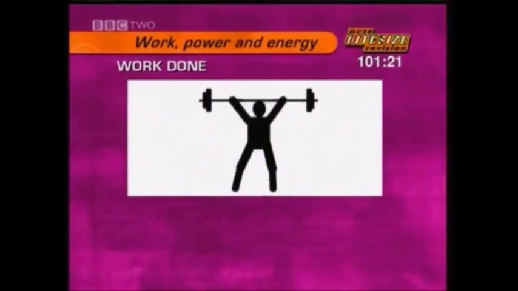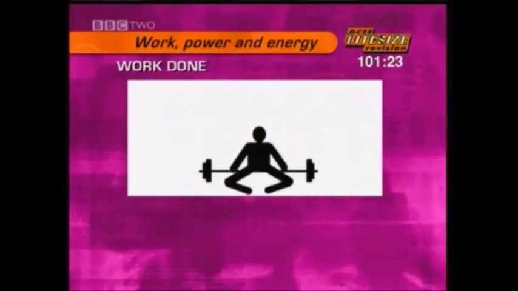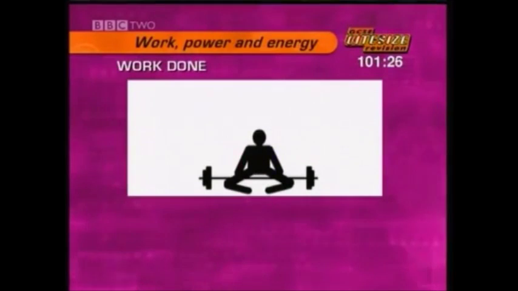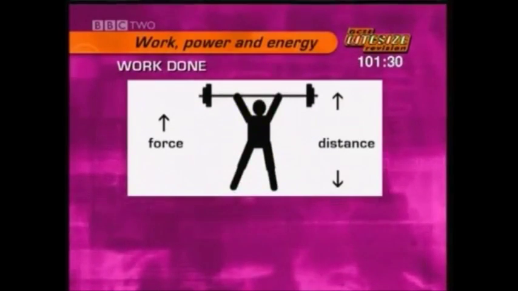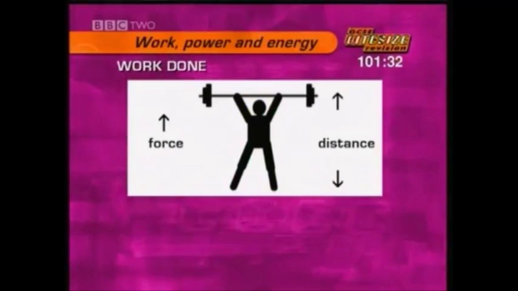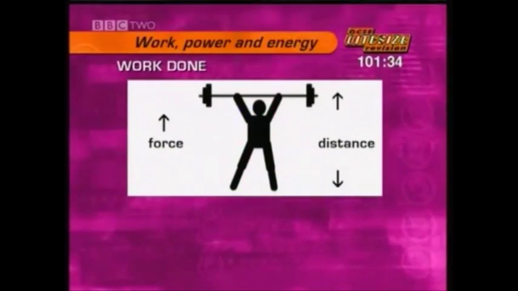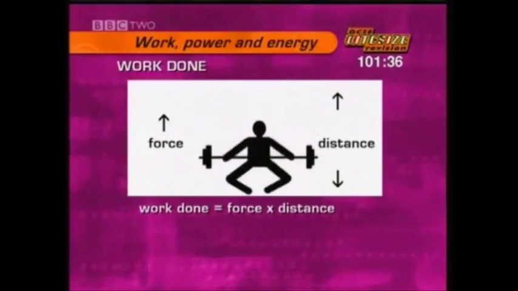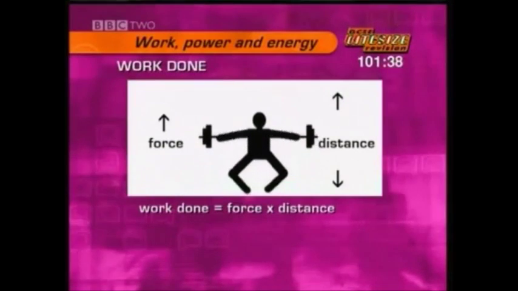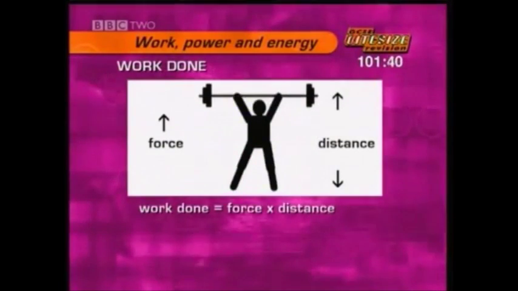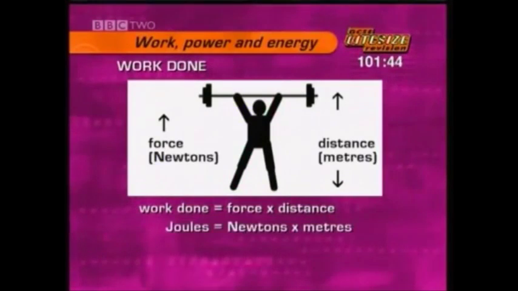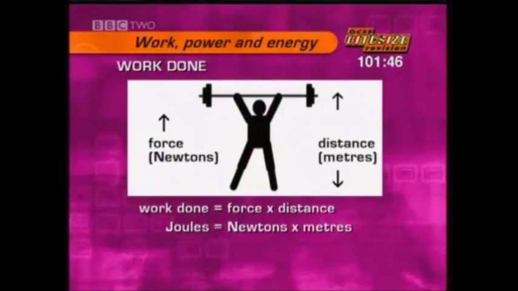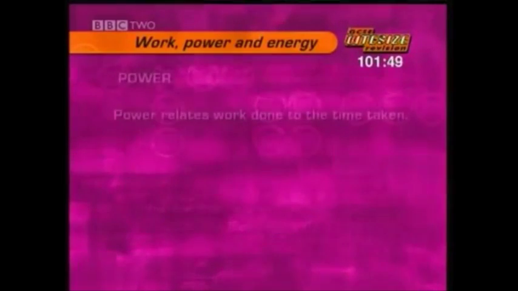In the foundation programme, we looked at the work done by a weightlifter lifting some weights. The work done lifting the weights depends on the size of the force and the distance the force moves. The equation for this is work done equals force times distance. The unit of measurement for energy and work done is the joule. So the work done in joules equals the force in newtons times the distance in metres.